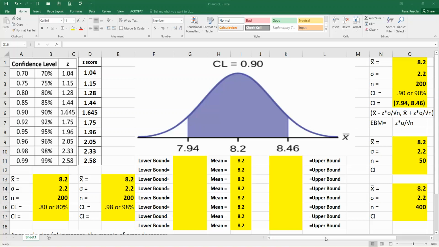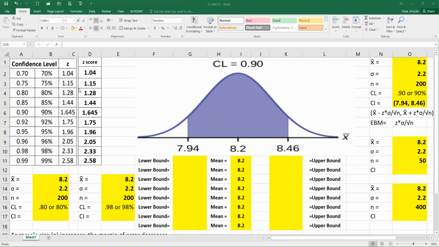One main thing before I start: I just took these values from problems 6 to 12, where it tells you a mean of 8.2 minutes for 200 people to complete a short form. The standard deviation, the variation, is 2.2 minutes in 200 people. And then the problem asked you to calculate a 90% confidence level, and we got a confidence interval of 7.94 and 8.46.